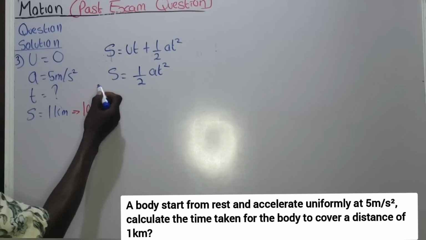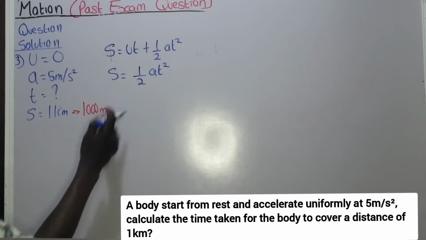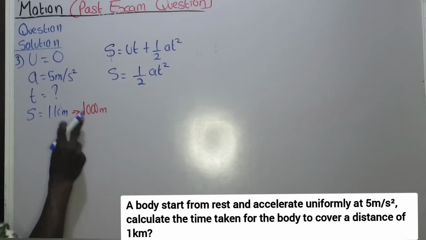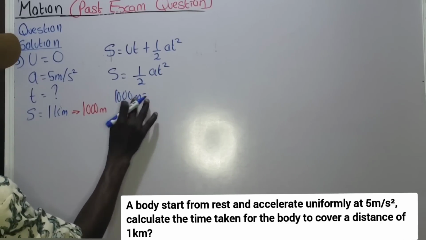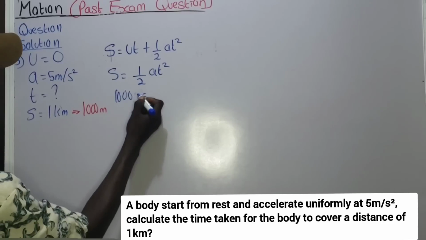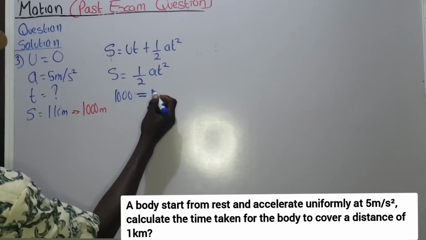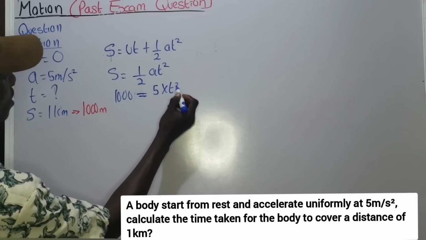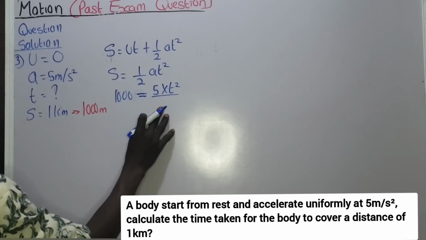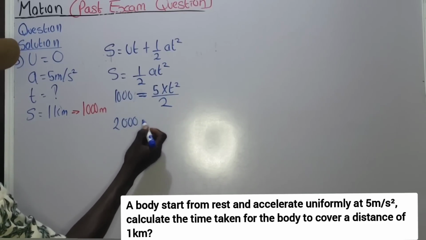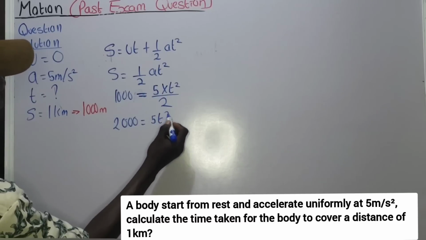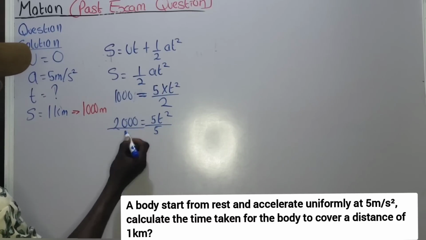Okay, so with this formula we can easily determine the value of the time. S is what? 1000 meters. So I'm going to have 1000 meters equals 5 multiplied by t squared all over 2. Okay, so here I'm going to have 2000 equals 5t squared.